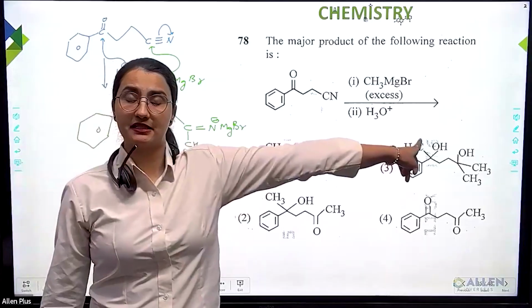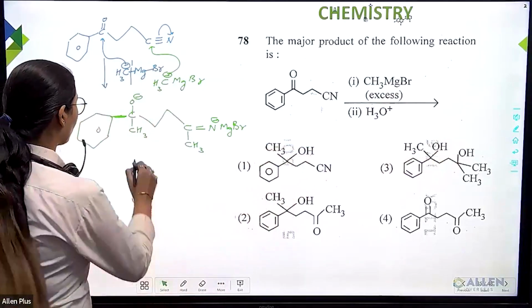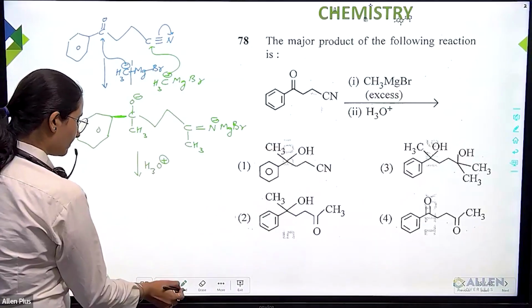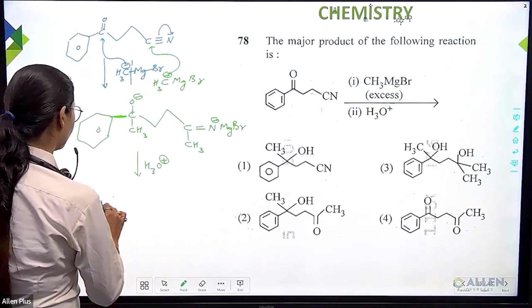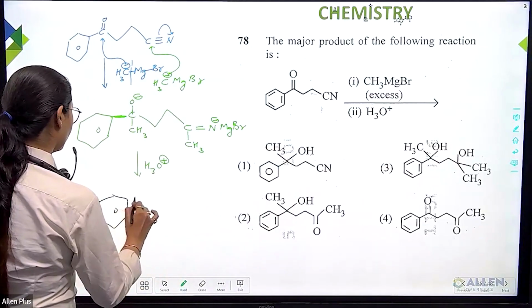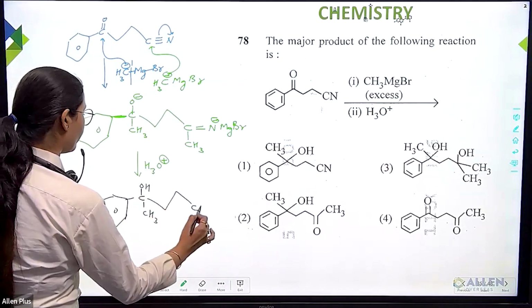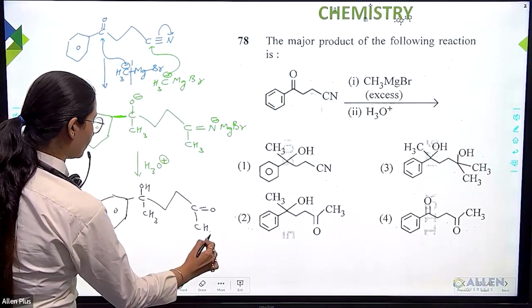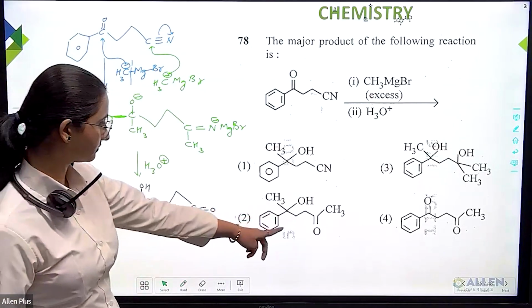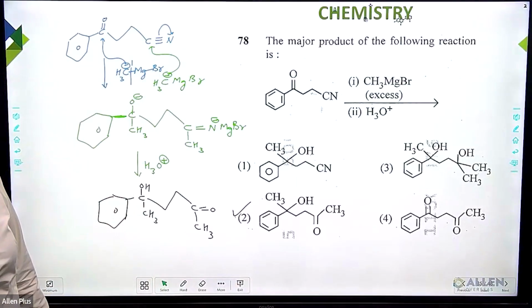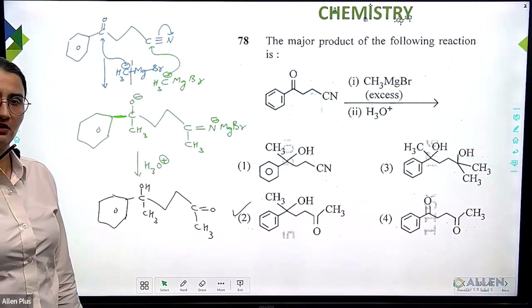Next step, we are doing acidification. Acidified water. What is the role of acidified water? O minus will abstract H plus. So the final product is going to be option 2. 2 is your answer. Yes. Fine.